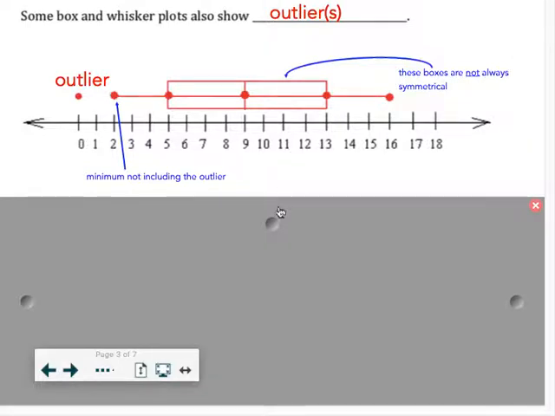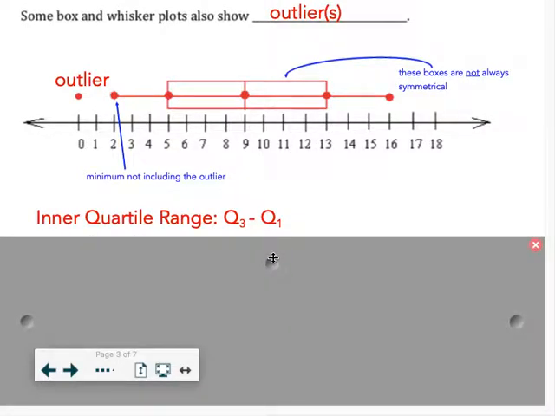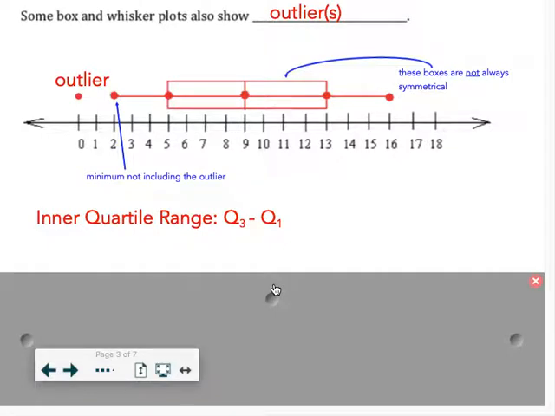Okay, so let's talk about one more thing. Interquartile range. It's also abbreviated IQR. Write this down, please. You need to add it on your note guide. I don't have a blank for it, so right below that box and whisker plot. Interquartile range. That's when you take quartile 3 minus quartile 1. And interquartile range can be abbreviated IQR.